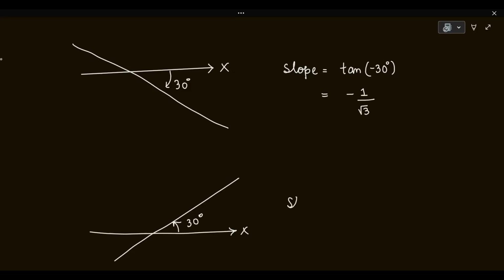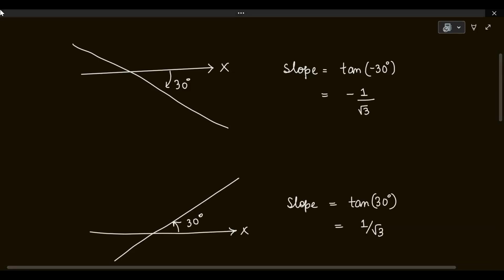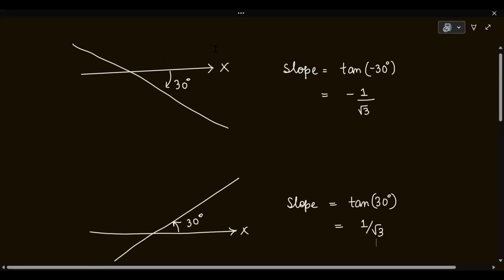Okay, what will be the slope of this line? Well, the slope is given by tan theta. So tan of plus 30 degrees this time. The slope of this line is 1 by root 3. Please let me know if you have any doubts in this.